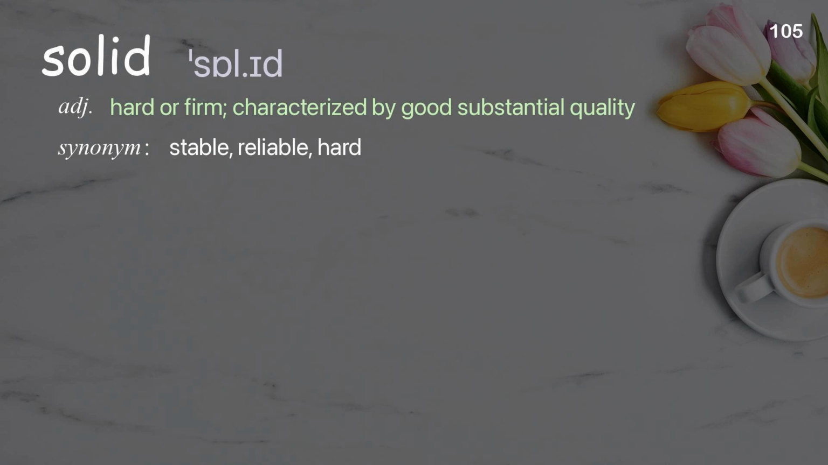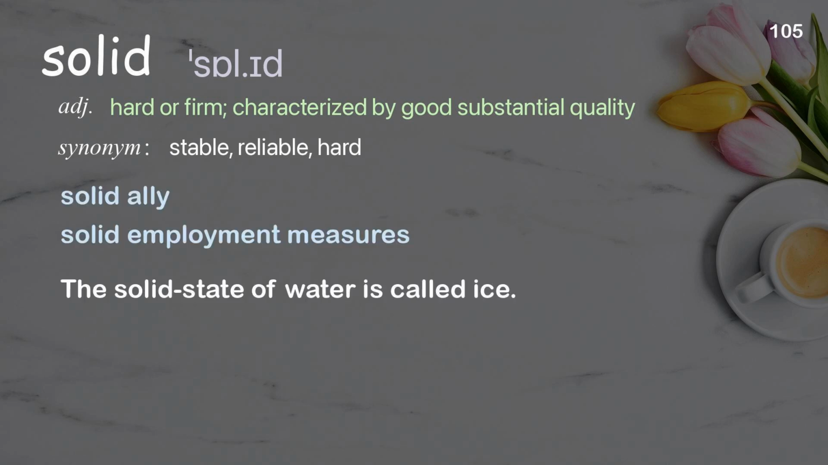Solid. Hard or firm, characterized by good substantial quality. Examples: Solid ally. Solid employment measures. The solid state of water is called ice.